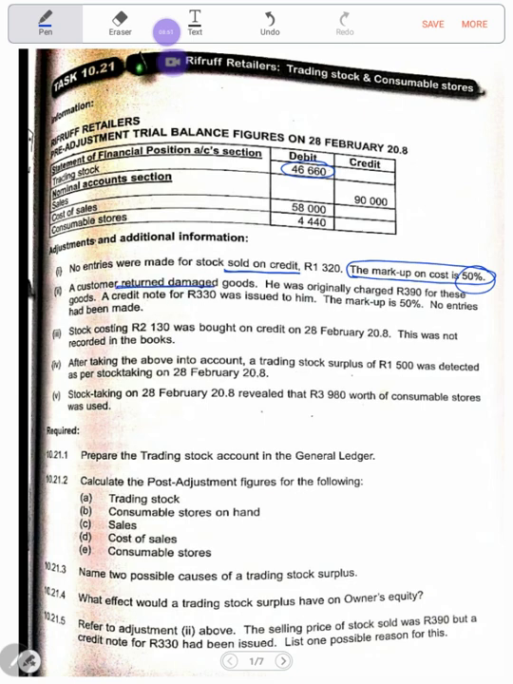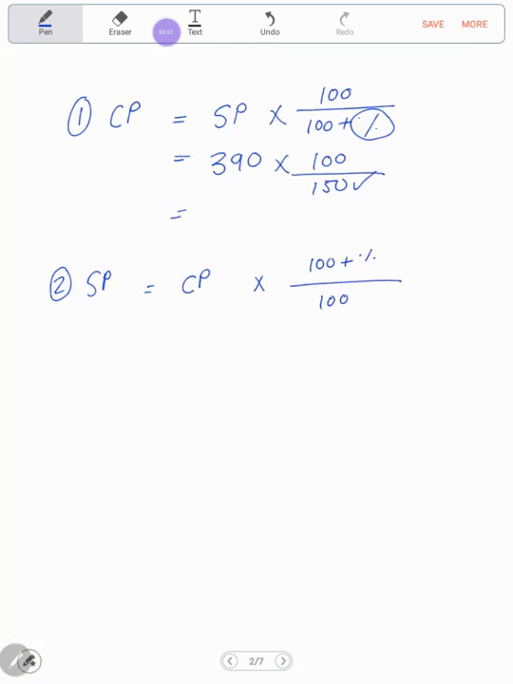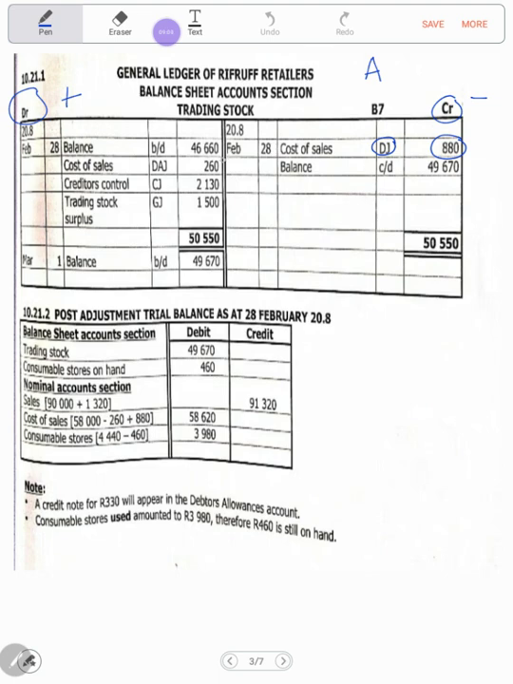What is happening to your trading stock account? The customer is literally bringing the goods back to the business, which means trading stock is increasing. And we worked it out to be 260 as stated. So again, trading stock increases on your debit side. Your details will be cost of sales. Which journal would we have taken it from? My DAJ, the debtors allowances journal.